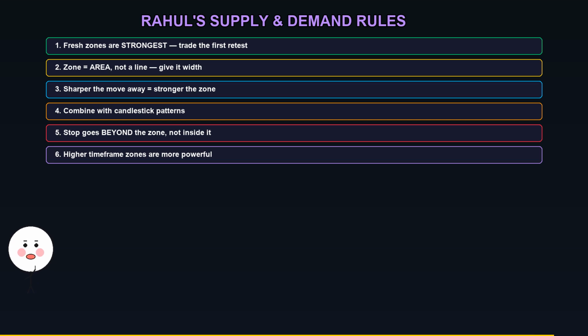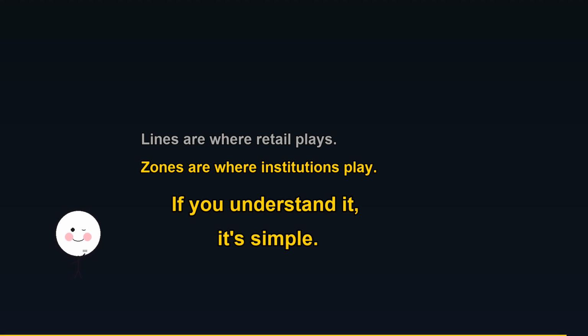6. Supply and demand zones on higher time frames are more powerful than on lower time frames. Lines are where retail traders play. Zones are where institutions play. Trade where the big money trades. If you understand it, it is simple.